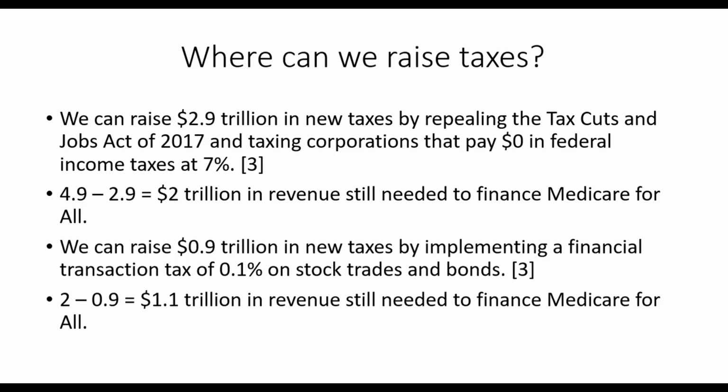It's getting pretty low. We can raise $900 billion in new taxes by implementing a financial transaction tax of 0.1% on stock trades and bonds. And I know Bernie Sanders has a similar tax. His is 0.5% on stock trades and 0.1% on bonds, and it would raise more, but this would still raise $900 billion over 10 years. So that's a lot to deduct. And so if we subtract that, we are left with $1.1 trillion in revenue still needed.